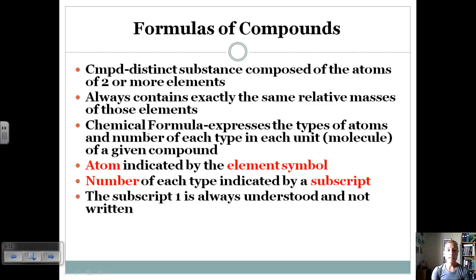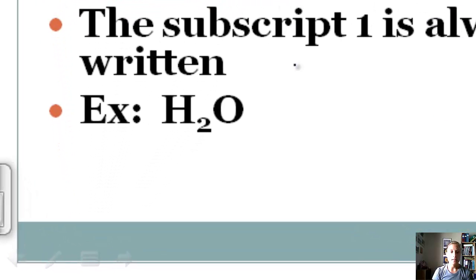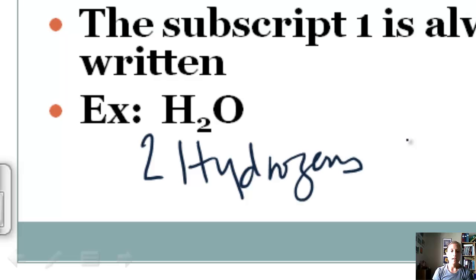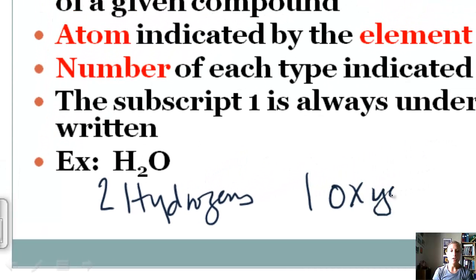If there's 1 of that particular atom, we don't write the subscript 1. It's always understood, and we don't write it. But anything more than 1, we write the number. So for example, H2O, we've got 2 hydrogens and 1 oxygen. And we know we have 1 oxygen because here we would put a 1, but because it's a 1, we don't write it. It's understood. Okay, so element symbols and then our subscripts.